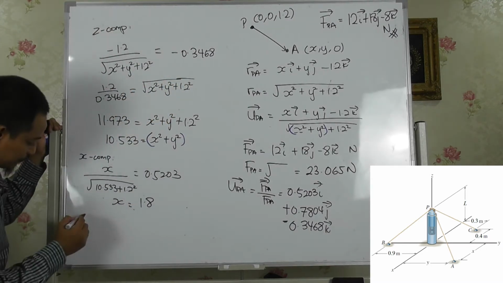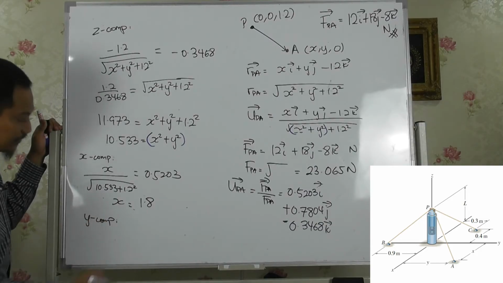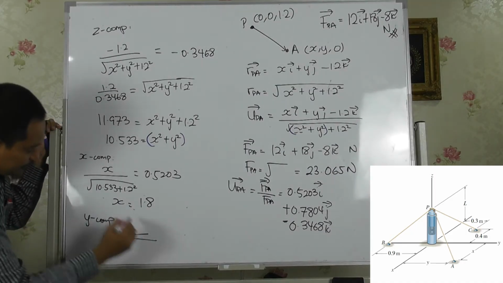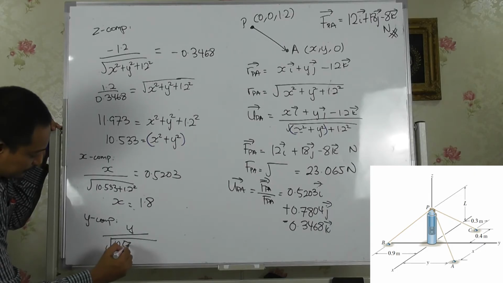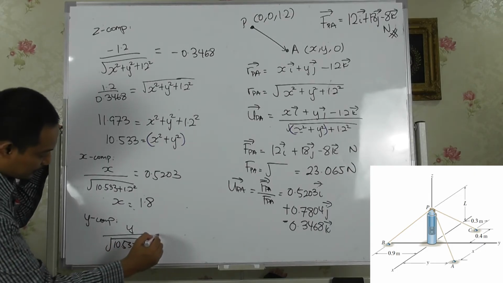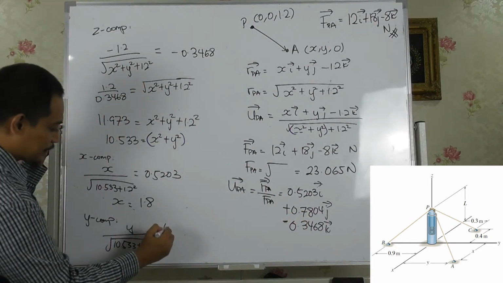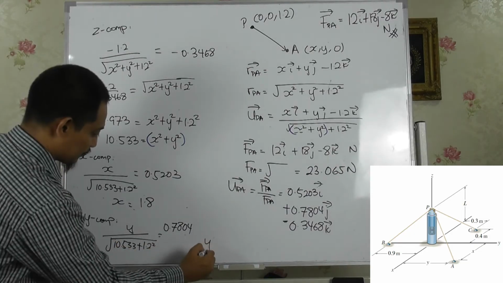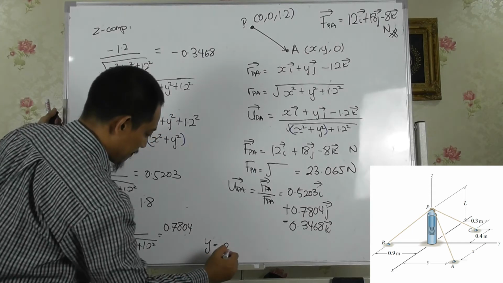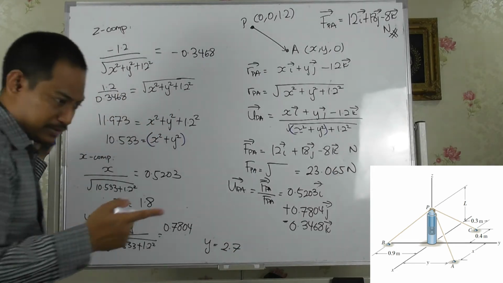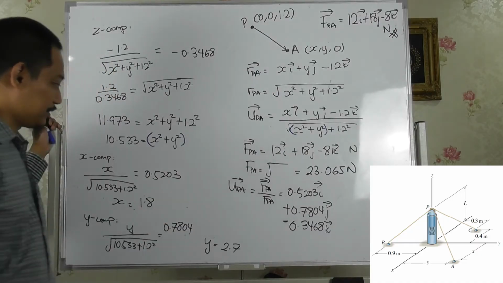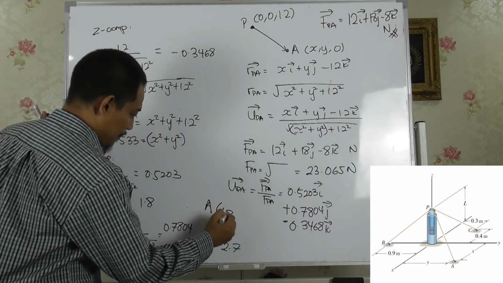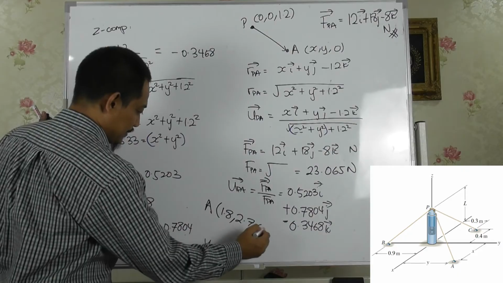And then you do the Y component, you get Y over the square root of 10.533 plus 1.2 square, equal to the Y component here, 0.7804. If you shift this and calculate, you get Y equal to 2.7. So what you need to determine is the coordinate. The final answer is: the coordinate is X is 1.8, Y is 2.7, Z is 0.